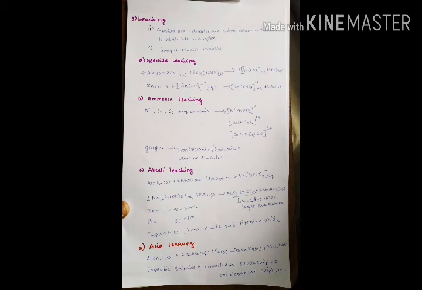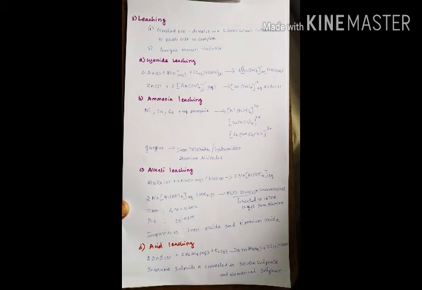Then this complex is treated with carbon dioxide gas and we get hydrated alumina, Al2O3.3H2O. It is in the form of a precipitate. It is filtered off and heated at around 1670 Kelvin to get pure alumina.